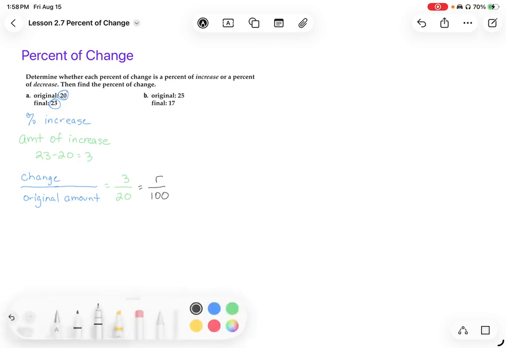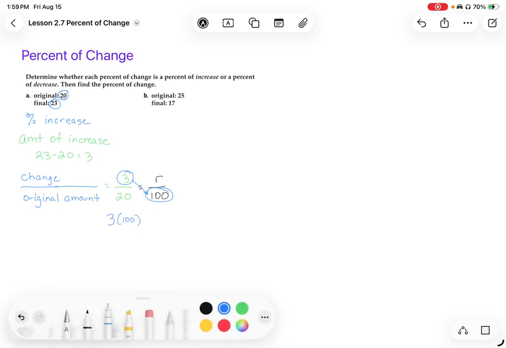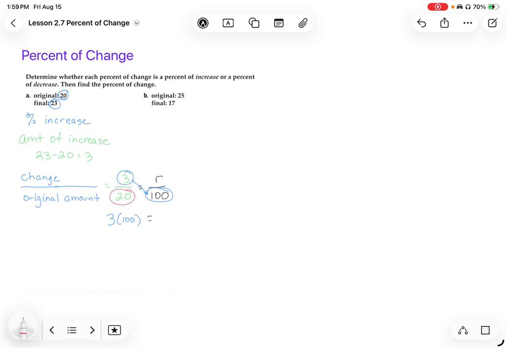So we're going to take the numerator of the first ratio and multiply it by the denominator of the second ratio, so 3 times 100. And we're going to set it equal to the cross product going the other way. The denominator of the first multiplied by the numerator of the second, 20 multiplied by r. So 3 times 100 is 300.